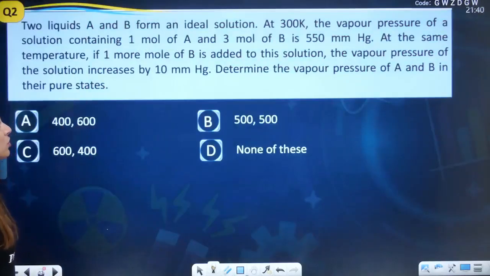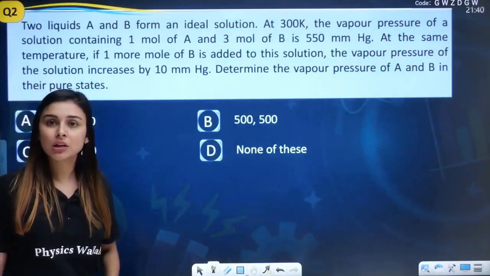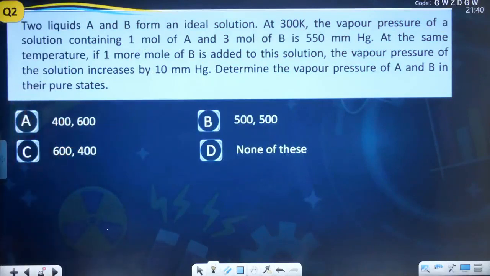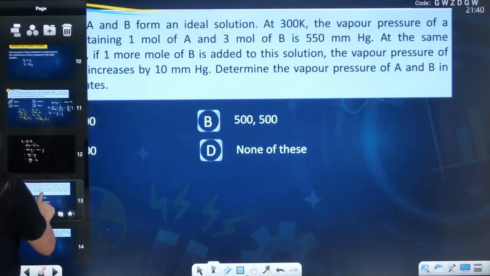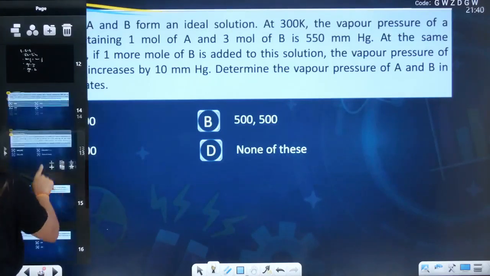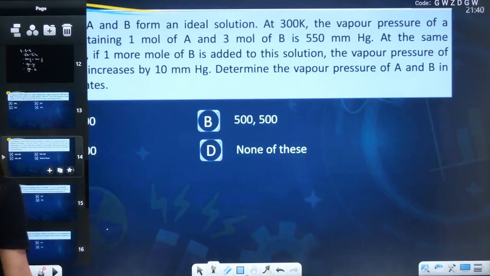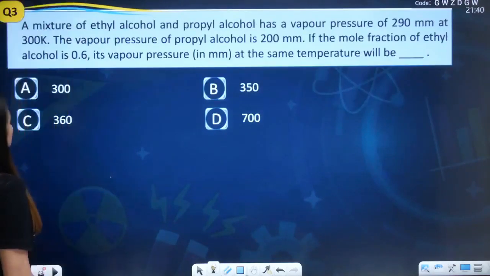You have another question here. The question says that two liquids A and B form an ideal solution at 300 Kelvin. The vapor pressure of a solution containing 1 mole of A and 3 moles of B is 550. Okay, this is a typical question. We'll solve this question, but not right now. Try to do this question.